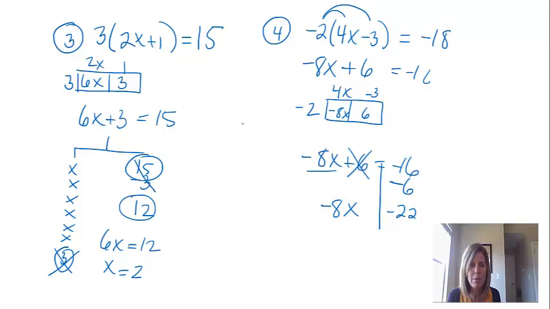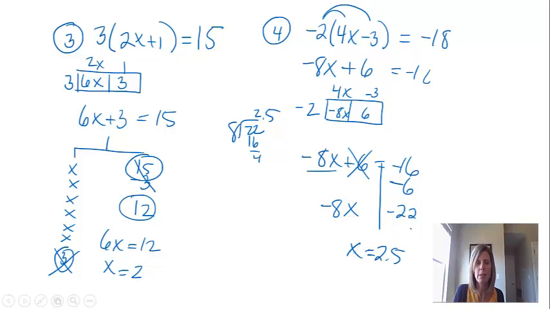22 divided by 8, oh boy. 22, how many times? Let's see, 2 times 16, 4. I think it's going to be 2.5, so your answer will be 2.5. So it is possible to get a decimal, it's just not common. I'm going to try to give you easier problems than that.